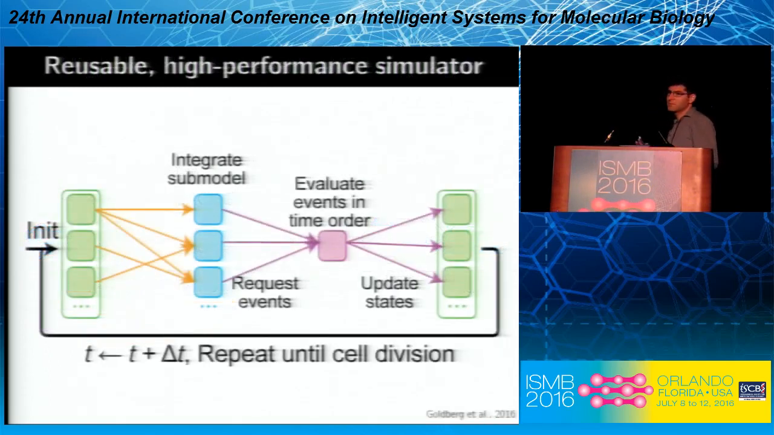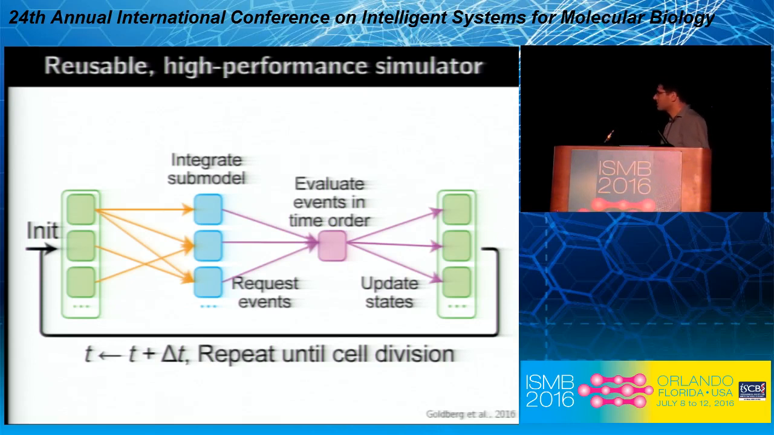Now, as we build larger and larger models, we're going to need higher performance simulation methods to simulate those models in a reasonable time, particularly if we need to do parameter estimation or you want to do parameter scanning or anything that's going to involve running large numbers of simulations across large numbers of parameters.